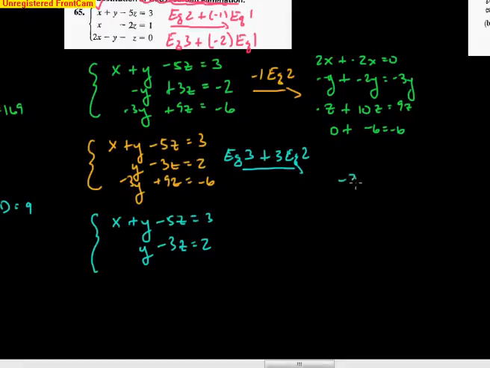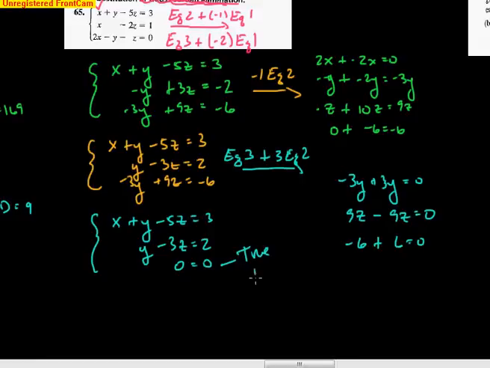So we have negative 3y plus 3y. 0 goes away. 9z plus 3 times negative 3, negative 9z. That goes away. That left side cancels. Let's try the numbers now. Negative 6 plus 3 times 2. That's 6. That cancels. We get 0 equals 0. This is true.